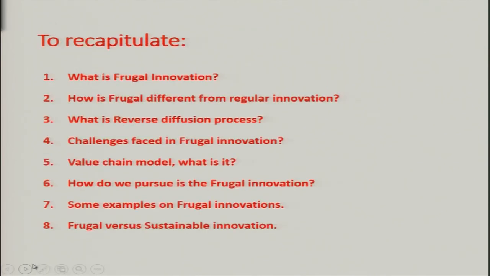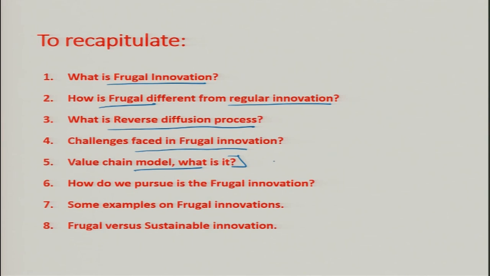Next, to recapitulate, we discussed what is frugal innovation, how frugal is different from regular or standard innovation, what is reverse diffusion process, challenges faced in frugal innovation, and the value chain model. Certain inputs are there, certain changes in value are there, certain outputs come. How do we pursue frugal innovation? Certain broad steps are there, some examples of frugal innovation we discussed, and also we discussed frugal and sustainable innovation, how they can overlap or have an intersection.